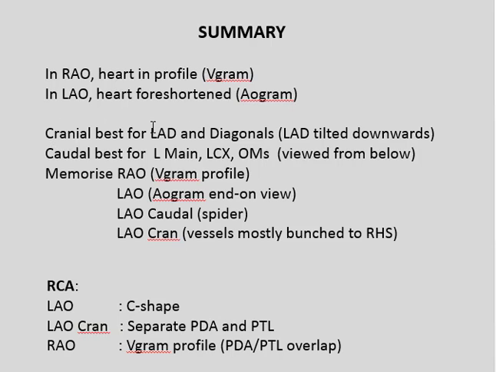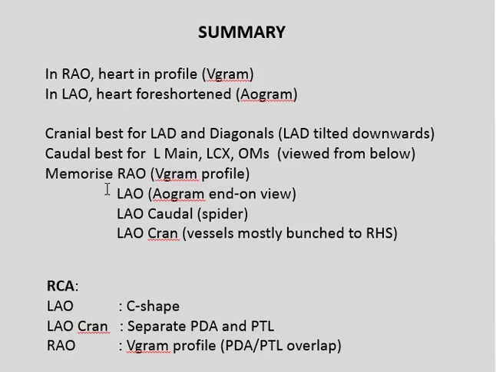The cranial is best for LAD and diagonals, meaning the heart, including the LAD, is tilted downwards because the detector is looking at it from your head. The caudal is best for left main, left circumflex, and the obtuse marginals. And this, particularly in the LAO, shows you the heart from below. That takes a little getting used to, but if you see models, you'll recognize it.